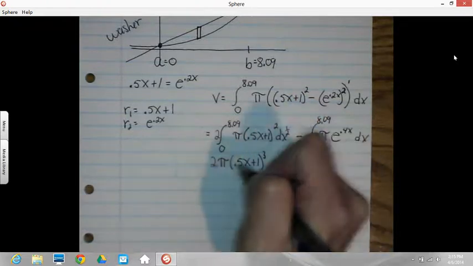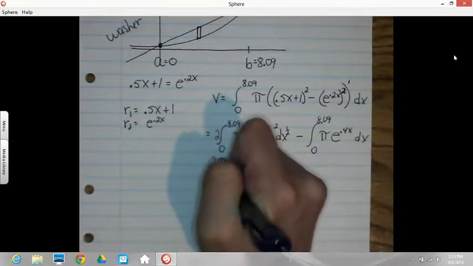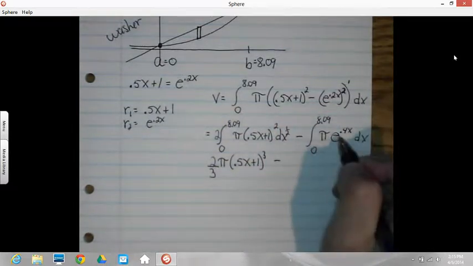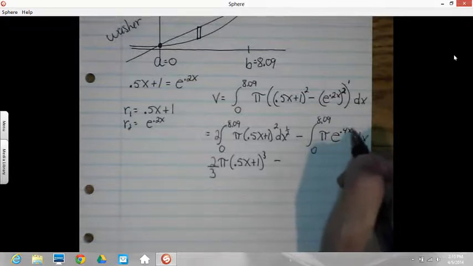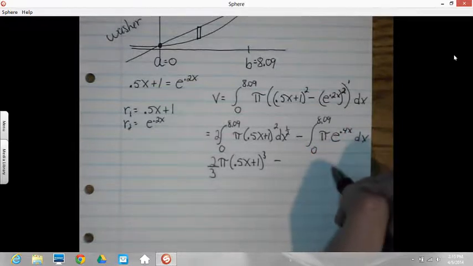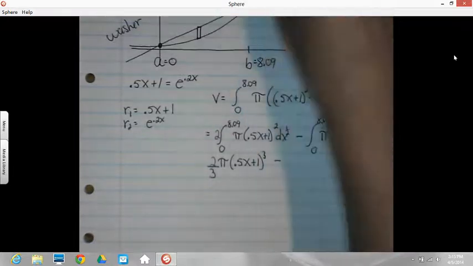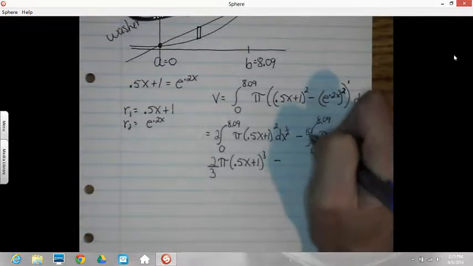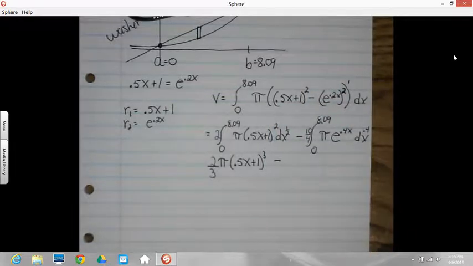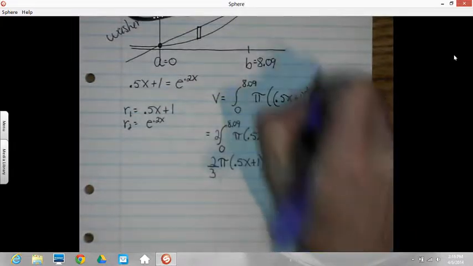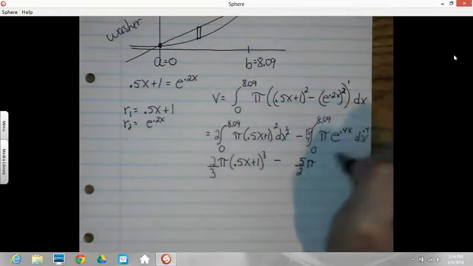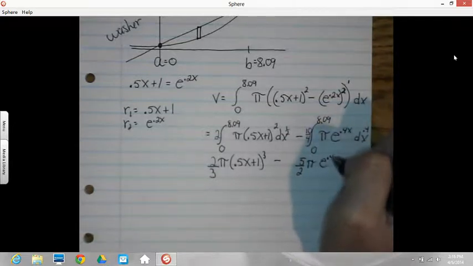Minus, and now this one, the e to the u, remember you have to have the derivative of the u attached to the dx, and then it just integrates to itself. The derivative here is a 0.4, or that's 4/10. I'll multiply by 10/4. That's 5/2. So I will carry along the 5/2 pi, and now this integrates to itself. And then I can evaluate both of them from 0 to 8.09.